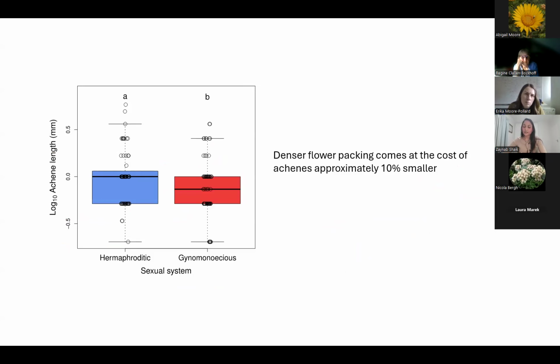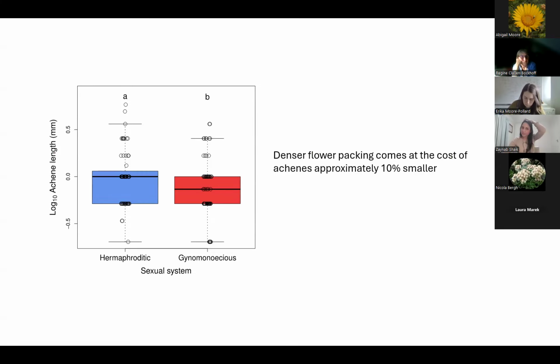But the higher packing density comes at a cost. So again, this is coincident with what Ruben Torres and his colleagues found. With denser capitula comes smaller fruits. And in South African Helichrysum, gynomonoecious species have achenes which are significantly smaller by about 10%.